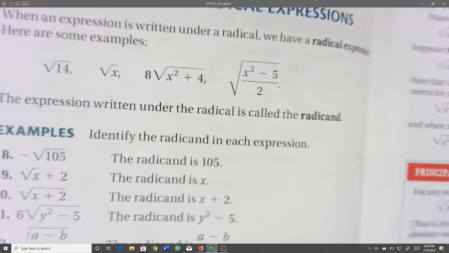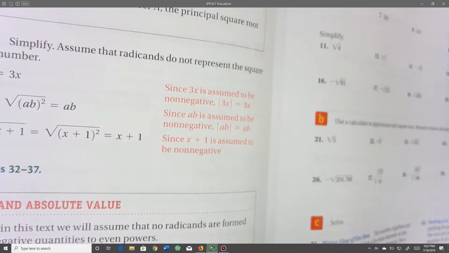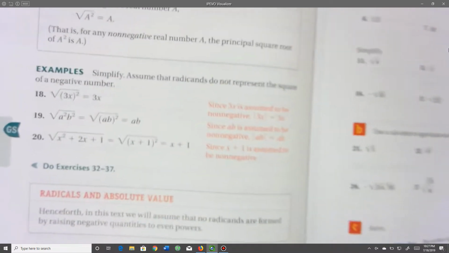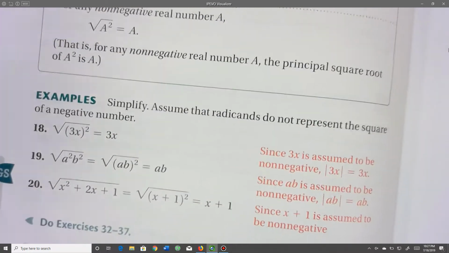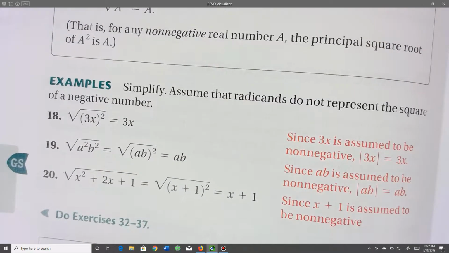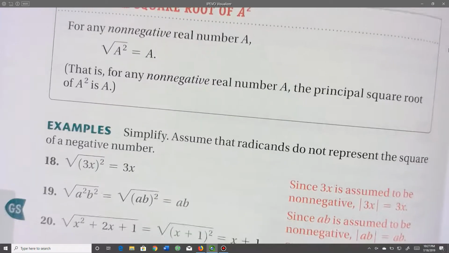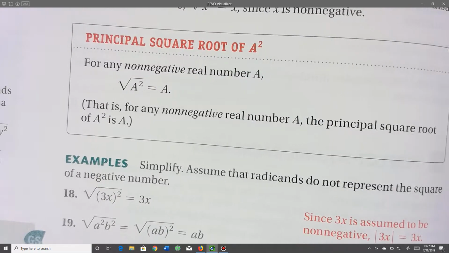Okay, let's see if we have any. Let's see here, what else do they have? A square, regular numbers, that's another regular number. Okay, now principal square root of a square.